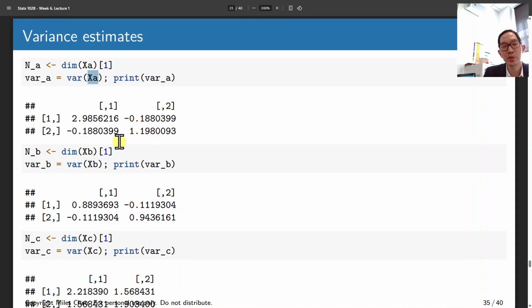And so I get a 2 by 2 matrix for A, B, and C. For A, the generating matrix was 3, 0, 0, 1, and we have 2.98, negative 0.18, negative 0.18, and 1.19. Then for class B, it was the identity matrix 1, 0, 0, 1, and we have something kind of close to that, but not exactly. And then for class C, the generating matrix was 3, 2.5, 2.5, 3, and these numbers are a lot smaller, but that's just because of randomness, okay?